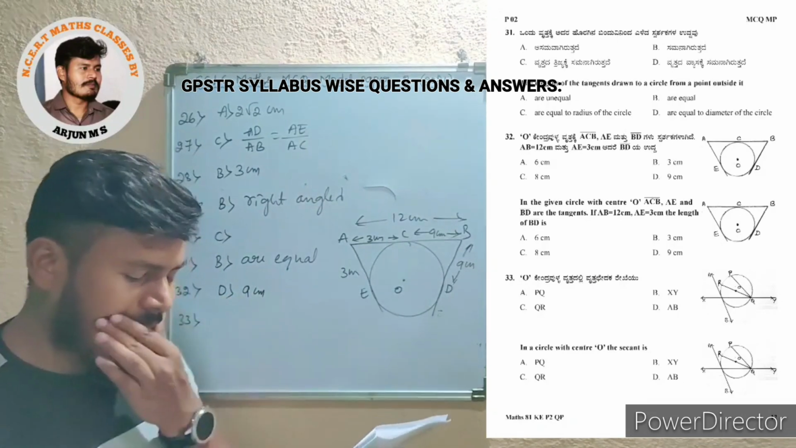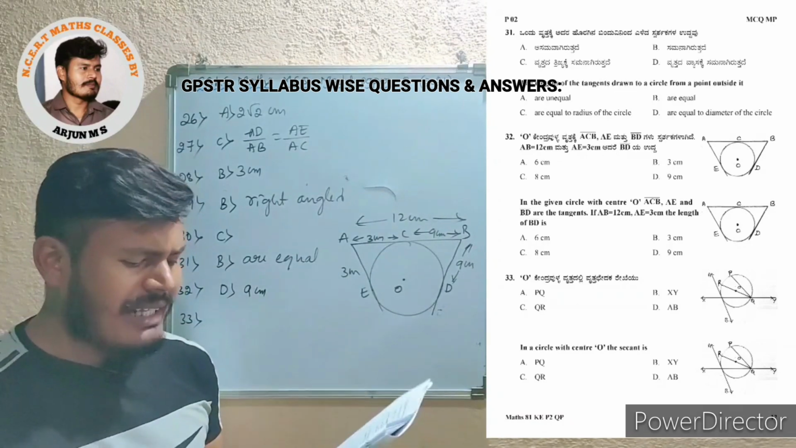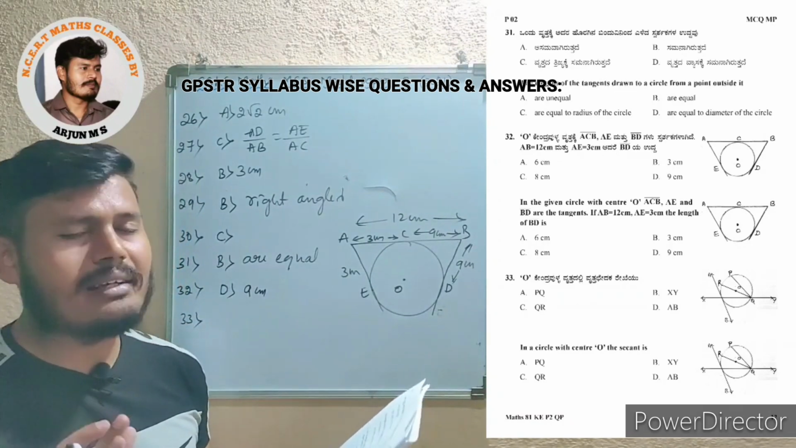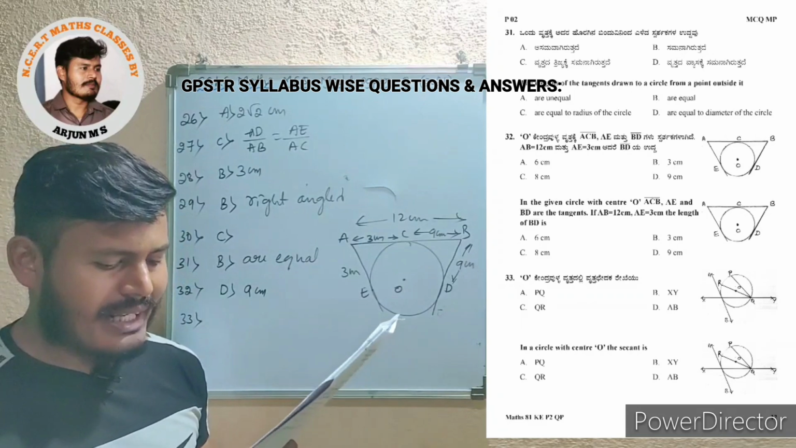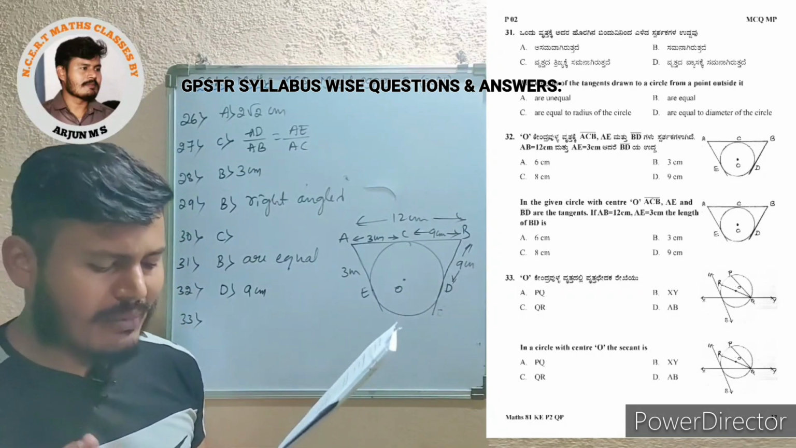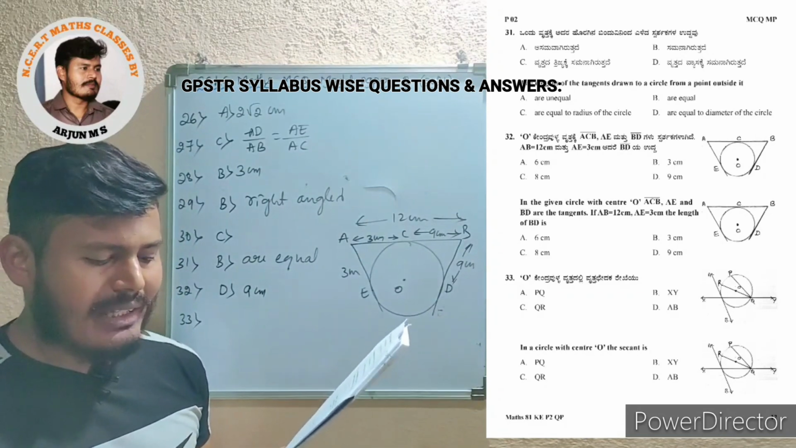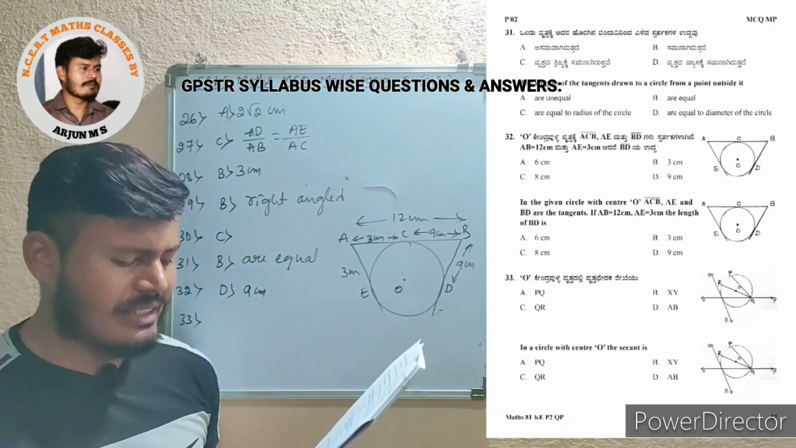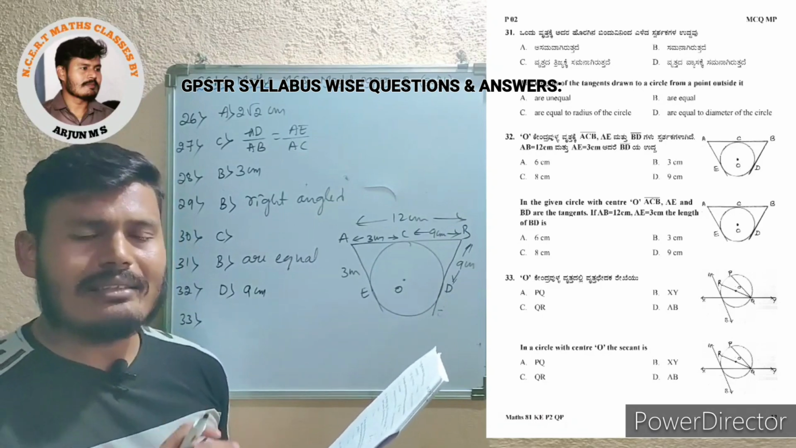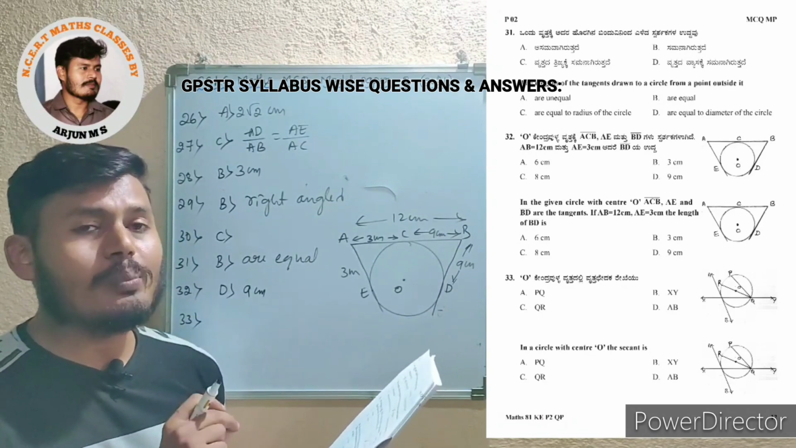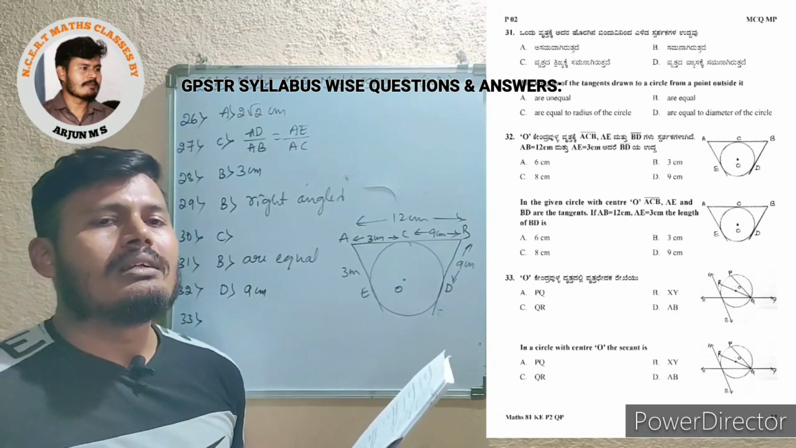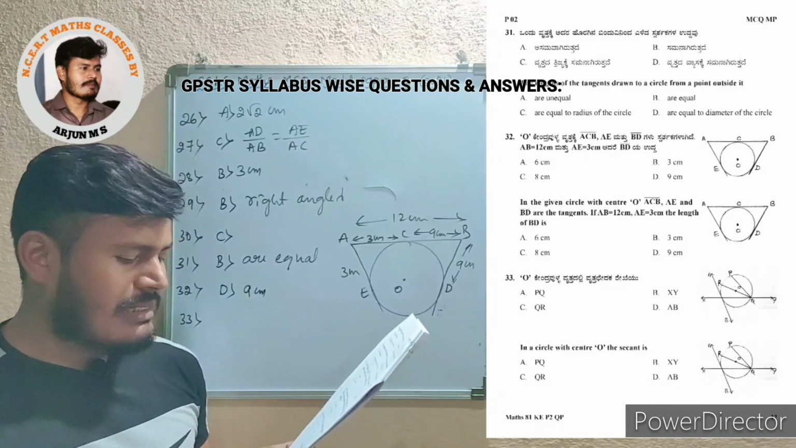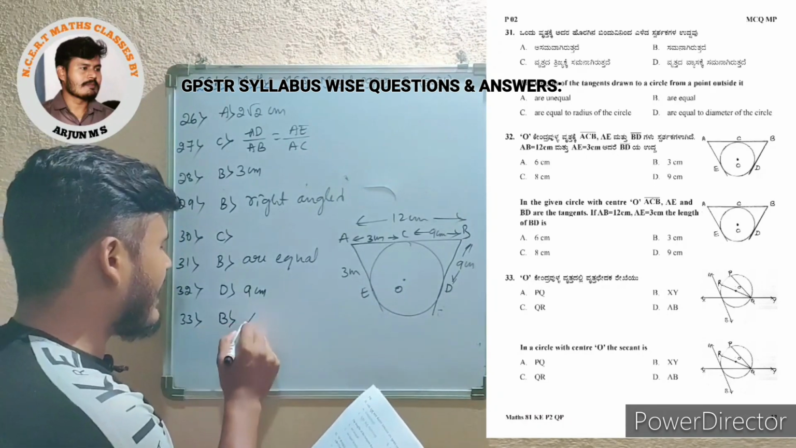Let us move to the 33rd question. In a circle with center O, the secant is. So that is a very simple one. Here XY is the secant, because we already know the definition of a secant. A secant is a line which passes through any two points on the circle. That's why XY is the correct answer. Here B is correct, XY.